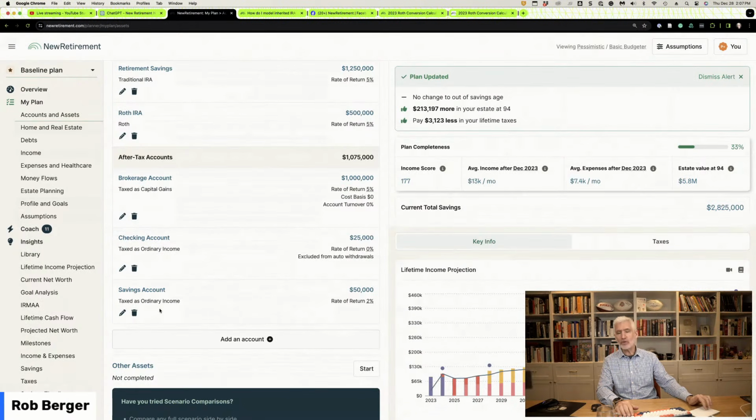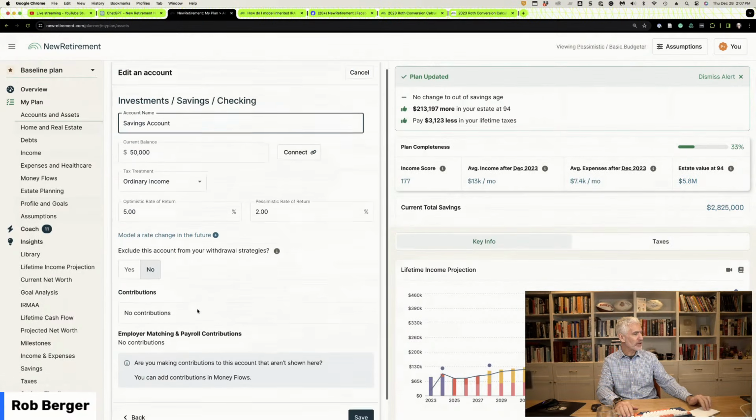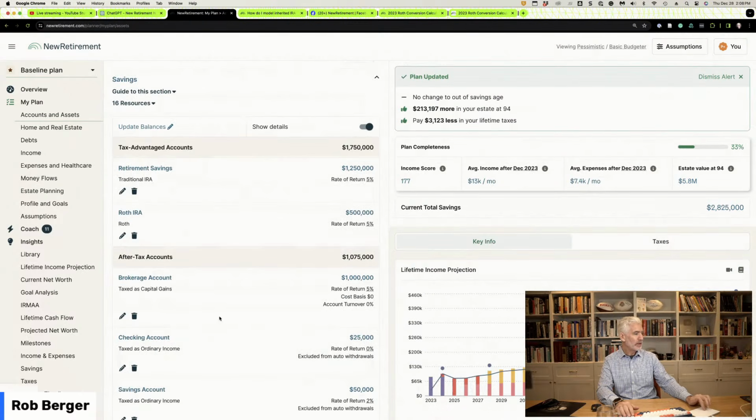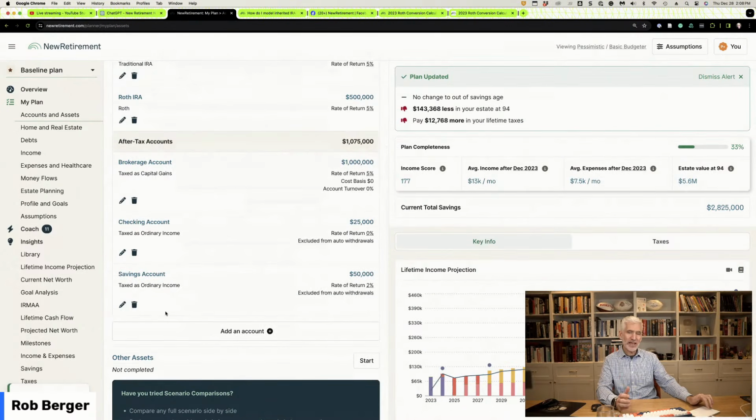So one way to affect this sort of default behavior is to go to an account and say, you know what, I want to exclude this from withdrawals. I'm going to click yes. I don't want New Retirement to take it. You can't have access to this. I want this separate. Now, why might you do that? Well, again, in this case, it's a savings account. It's for emergencies, you know. So you may want to always have 50,000. If you ever have an emergency, you're going to top off the account with some more money. So you can exclude it from withdrawals. New Retirement won't touch it.